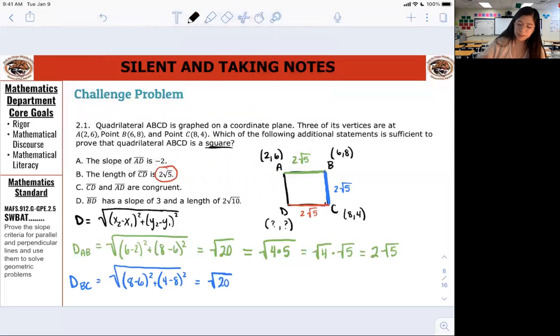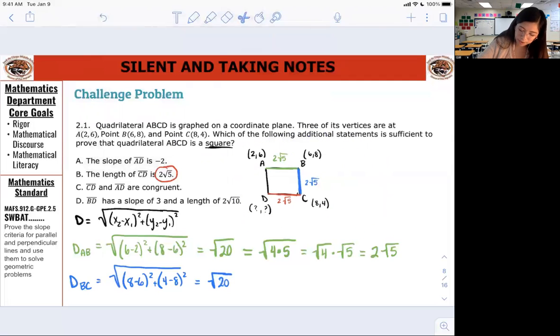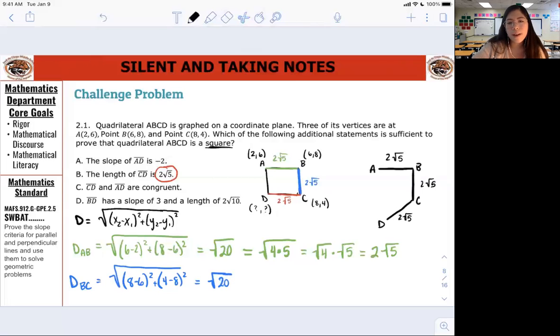However, let's consider the possibility of this. Let's pretend I have the following. A to B is 2 root 5. B to C is 2 root 5. And C to D is 2 root 5. Would that be a square? No, it would not, right? So what else do you need to know in order to be sure that it's a square?